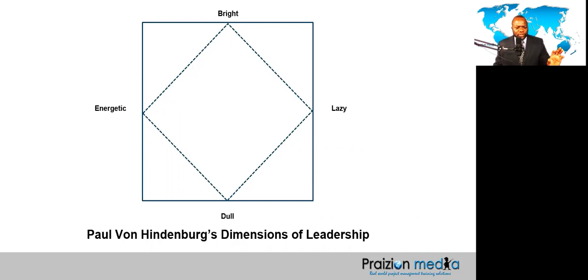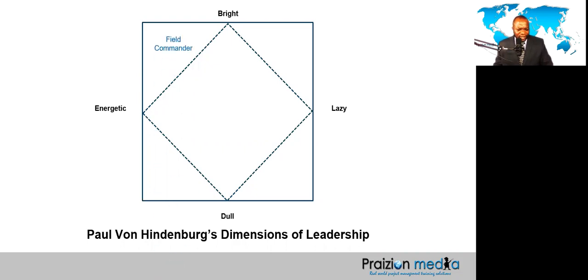So some individuals fell into the bright and energetic section. Some fell into the bright and lazy section. Some fell into the dull and lazy section. Those were left to work their own future out. And some fell into the dull and energetic section. Some people were put on the front lines of battle. Some people were made more of the intelligence officers, and they were given different roles to play based on their attributes.